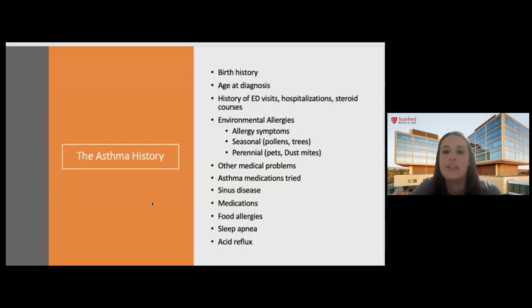I ask them about their environmental allergies, their allergy symptoms, whether they tend to be worse in different seasons, whether there's certain things at the home that trigger their symptoms. I always ask about other medical problems, medications that have been tried. Very commonly that goes with asthma is also allergies and sinus disease. So I ask and talk a lot about sinus disease, other medications, food allergies, and then things like sleep apnea and acid reflux that if untreated can make asthma worse.